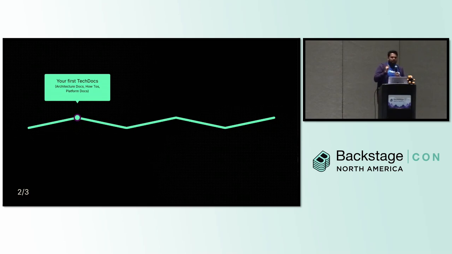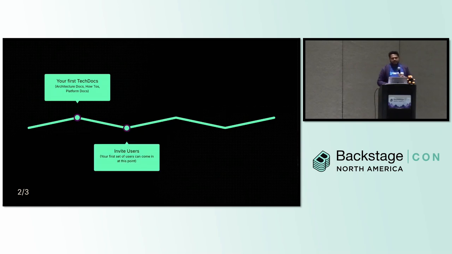So create your first TechDocs. Instead of asking developers to put their stuff in, they don't care. They're happy using Google Docs and Confluence and whatever they're using today. You as a platform team can put your architecture docs on TechDocs. That's an easy start, so that developers come in to read docs, and then they get inspired to, let's say, put docs in there as well. So now your developers can start coming in, reading documentation, performing some automation, and seeing their catalog entries.